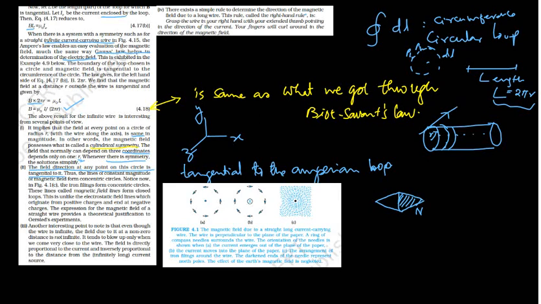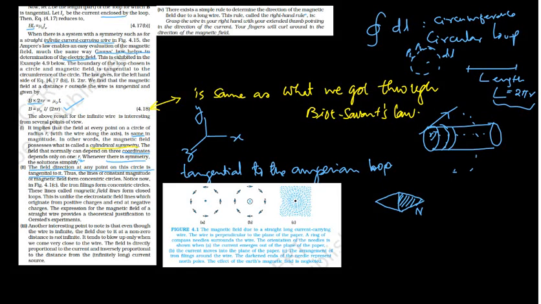If you put iron filings instead of the compass, this is the arrangement of the iron filings around the wire. If you have the wire going like this and put the iron filings around, they will be aligned like that. The darkened ends of the needle represent the north pole. The effect of Earth's magnetism is neglected, which means assume that it is not there. Third point.